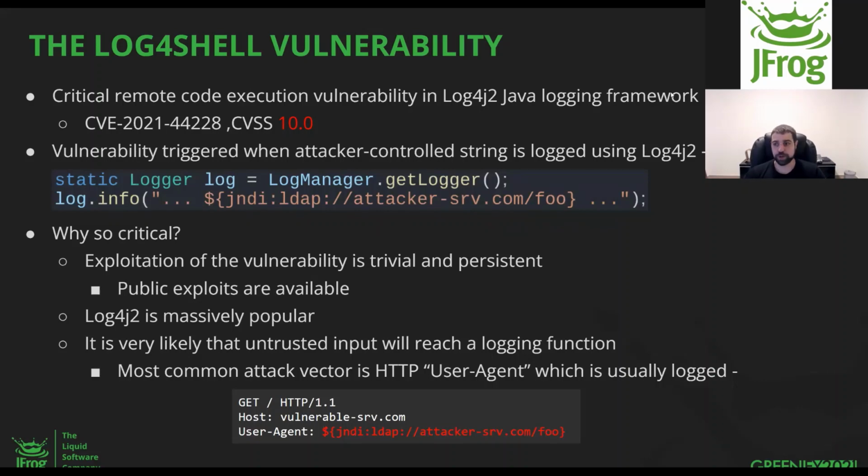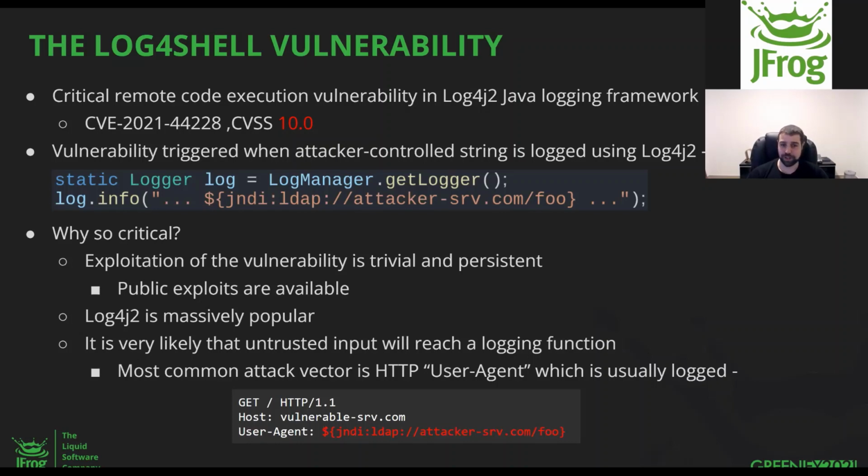So first of all, we wanted to explain the vulnerability, why it is so critical, what the root cause of the issue is, etc. So what is the Log4Shell vulnerability? Well, first of all, it's a critical remote code execution vulnerability. It affects the Log4j logging framework for Java, one of the most popular logging frameworks. It got assigned CVE-2021-44228. It has the highest score of CVSS 10, which is always a problematic factor.